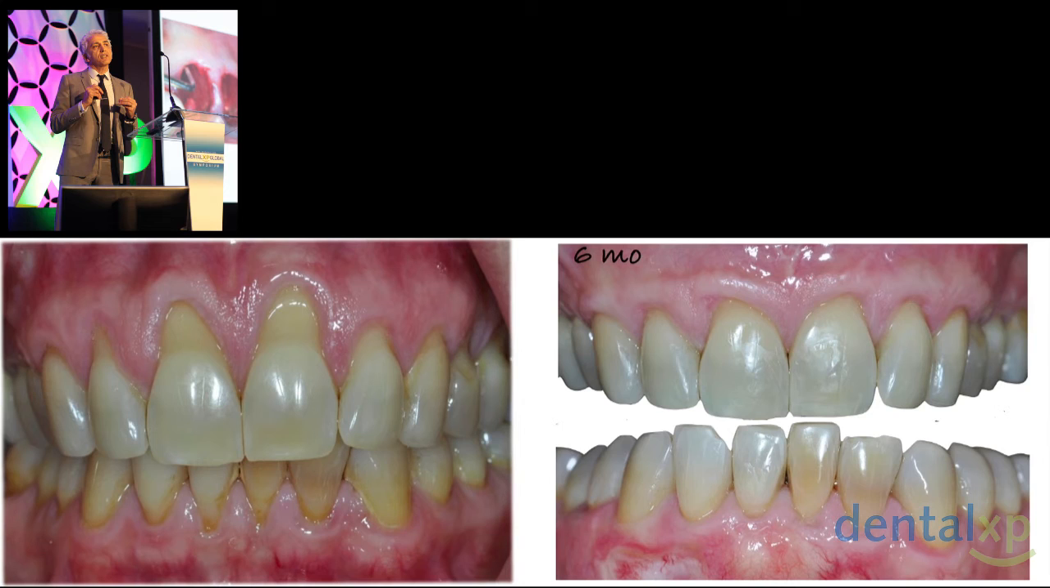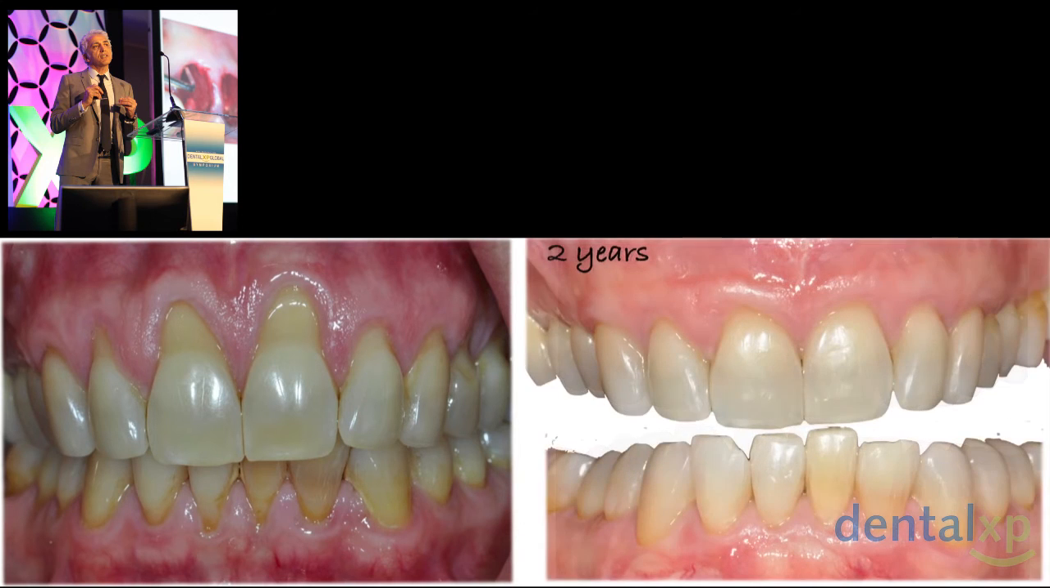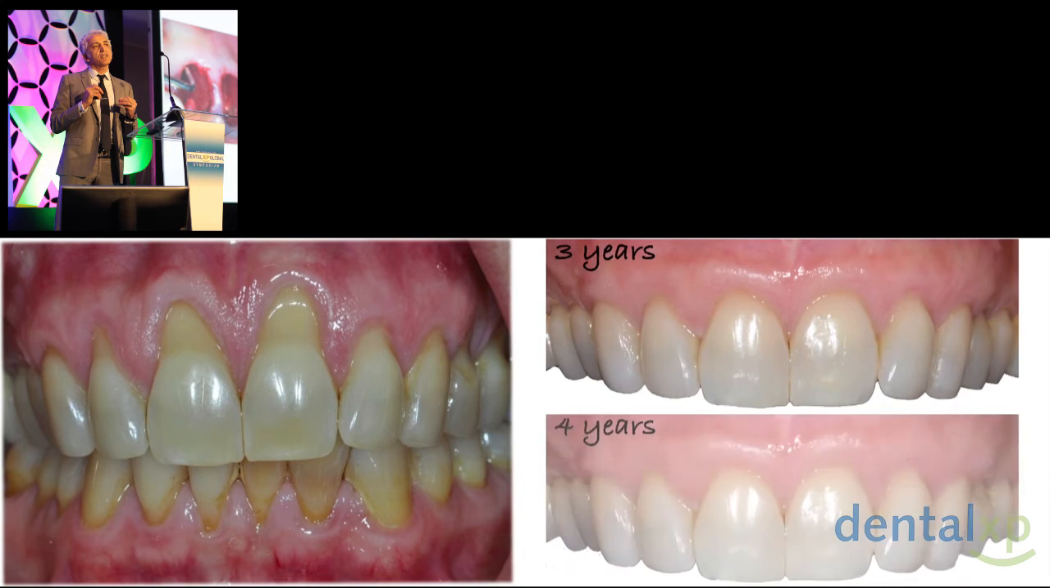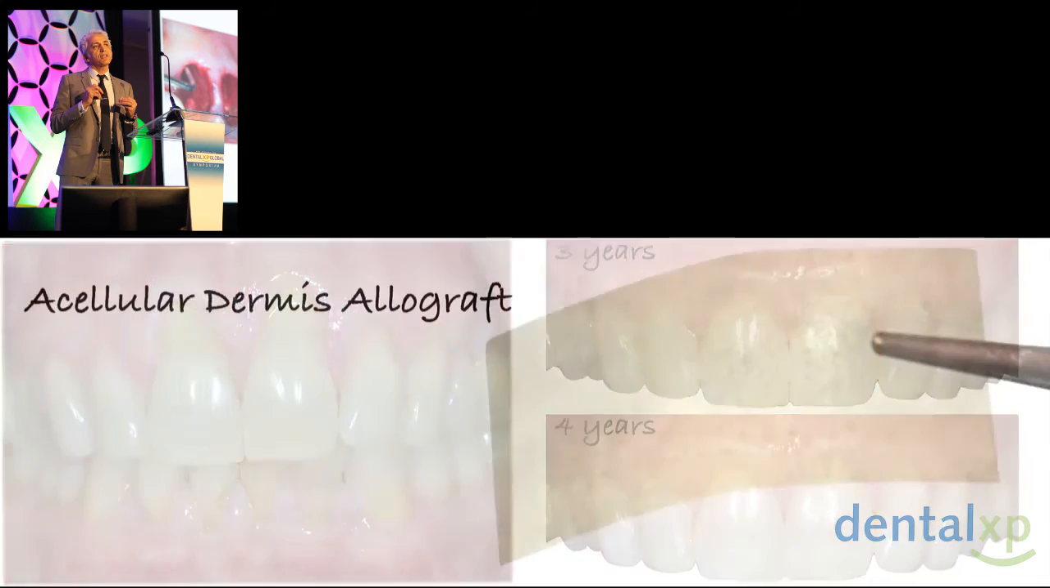She said, no, you only get one chance. So she didn't agree. But I was very surprised when she came after 2 years, there was actually creeping attachment. And over time, you can see at 3 and 4 years, now the tissue not only is stabilized, but also seems to have grown and has 100% root coverage in this case.